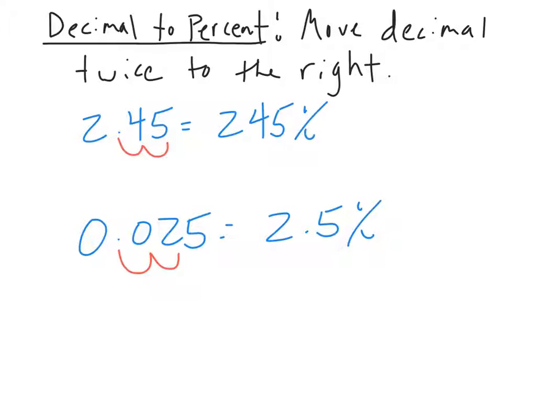Very similar to the last one, same idea. This time we have decimal to percent, so we're going to move the decimal twice to the right this time. We have 2.45, this is a decimal. We want to convert it to a percent, so we're going to take the decimal and move it twice to the right. So we get 245%. It's okay to have percents that are over 100%. Our next one, 0.025, just a decimal. We want to convert it to a percent. Take your decimal place, move it twice to the right. We end up with 2.5%.